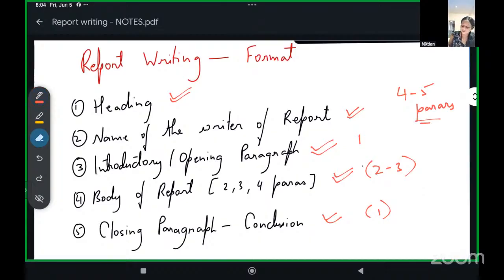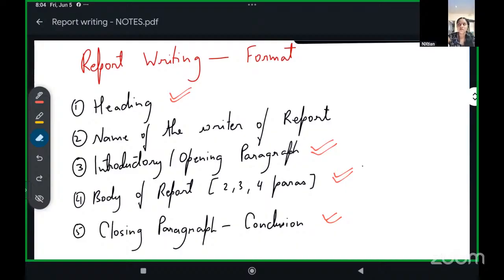In conclusion, what do you write? In conclusion, you conclude the topic. Okay. You conclude the topic. You say, or if you're writing, for example, about global warming.